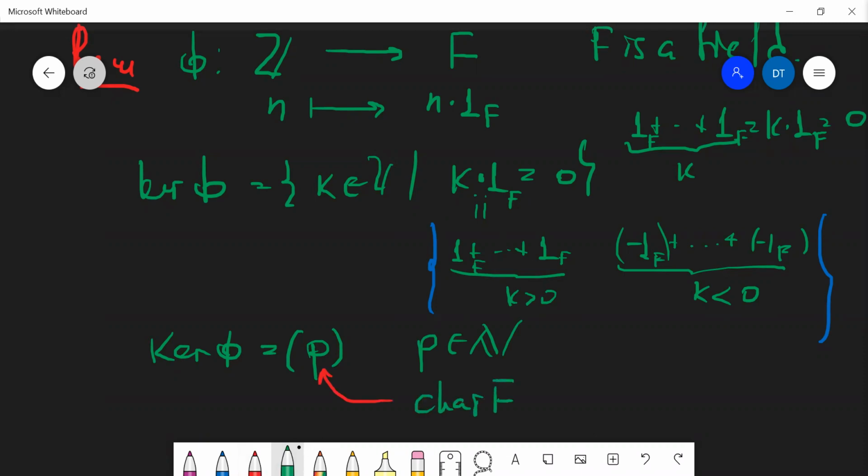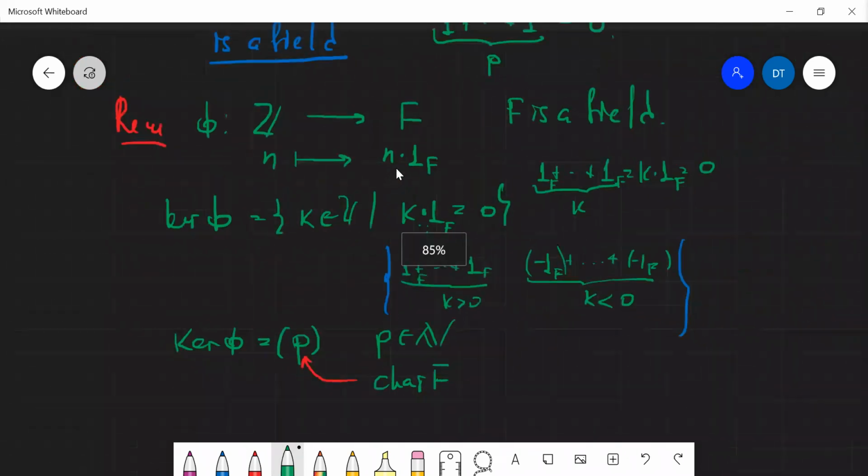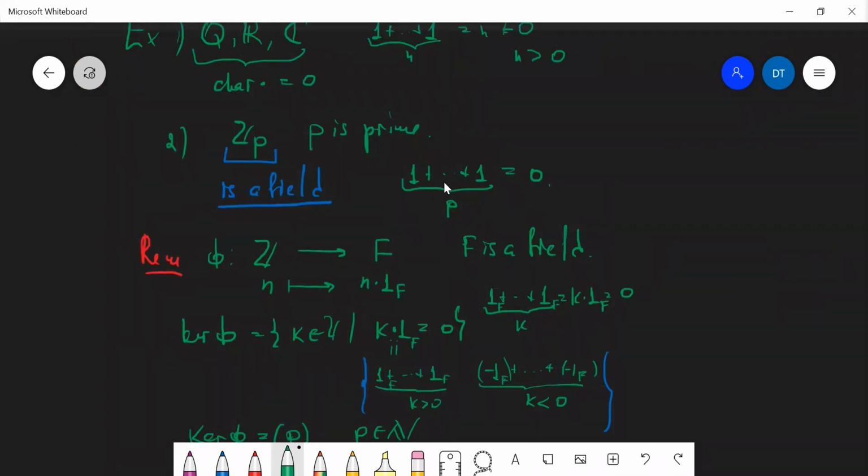Sorry, can you again make a quick recap of what characteristic is? Okay, so what is the characteristic? You take the element 1 of your field and you add it several times. If you get 0 when you add it p times, consider the smallest possible p with this property, and then this positive p is your characteristic. And if you will never get 0, your characteristic is 0. So the characteristic shows you how many times you need to add 1 to get the 0 element.